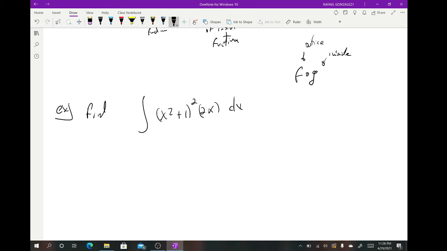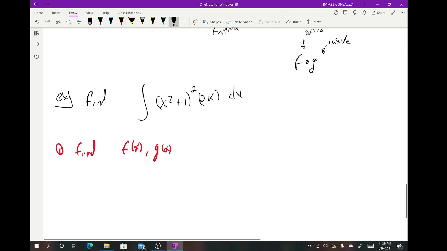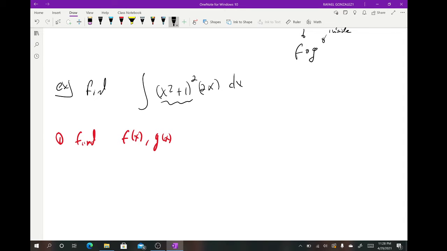Well, first of all, we have to identify what our outer and inner functions are. So first, find f of x and then g of x. So we have to identify what the outer function is and what the inner function is. Now, here we have two functions. We have x squared. Why x squared? Because this is a parenthesis being squared. So f of x is the outer function, it's being squared. And the inner function, g of x, is on the inside, so that's x squared plus 1.